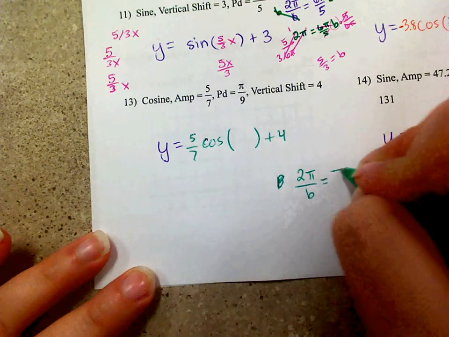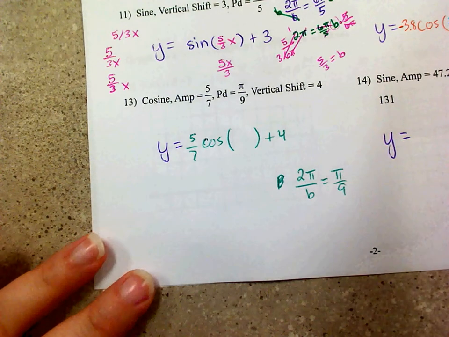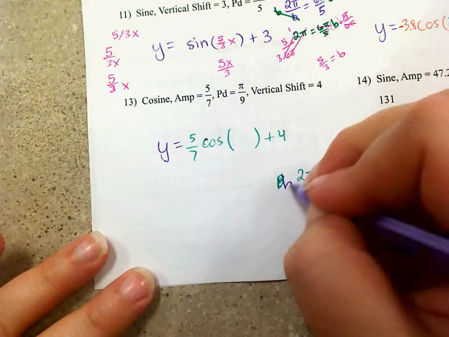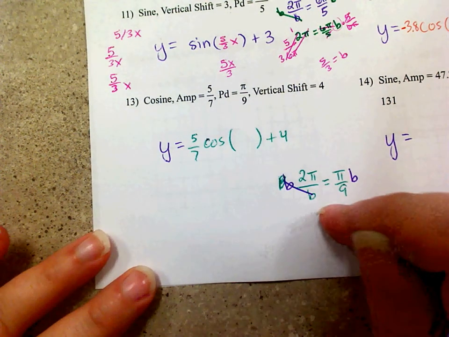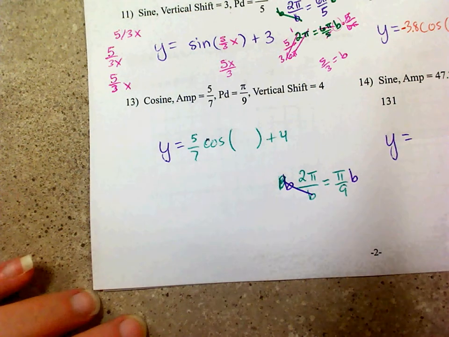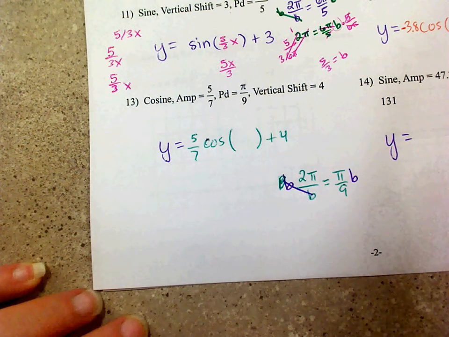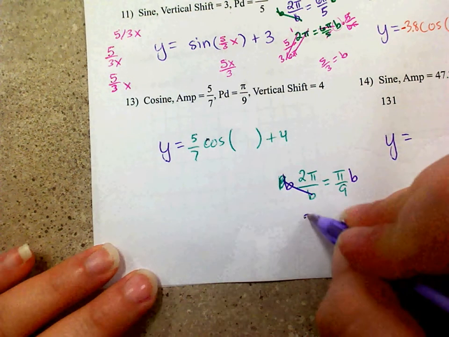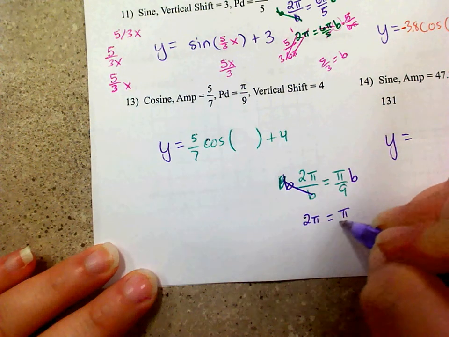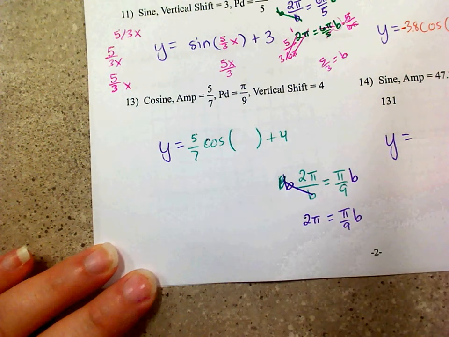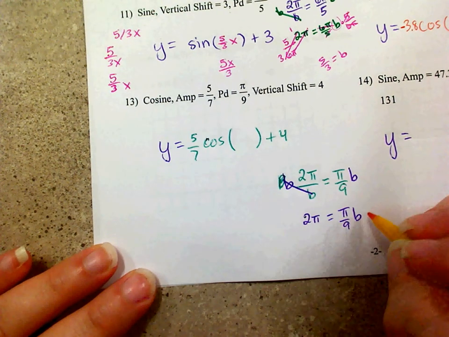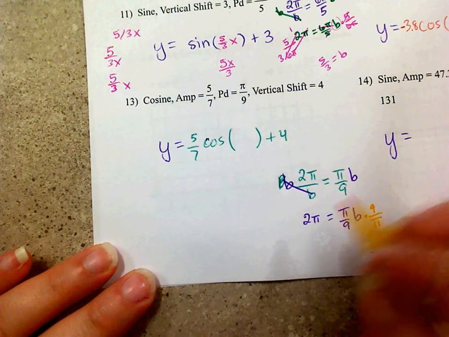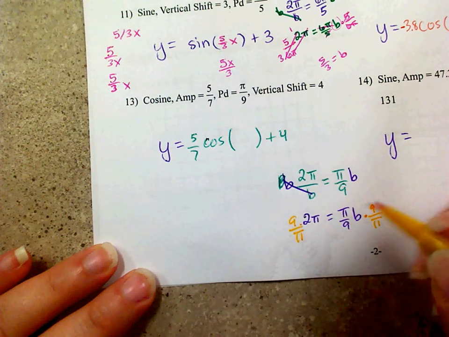We cancel out. If you know a shortcut to solving these, or you have a certain way of solving, solve it that way. It's perfectly fine. I'm just doing a method. 2 pi equals pi over 9 b. So I multiply both sides by the reciprocal of pi over 9 to get rid of it. So I multiply by 9 over pi. Pi's cancel out. 9 times 2 is 18. So b equals 18. So 18x.